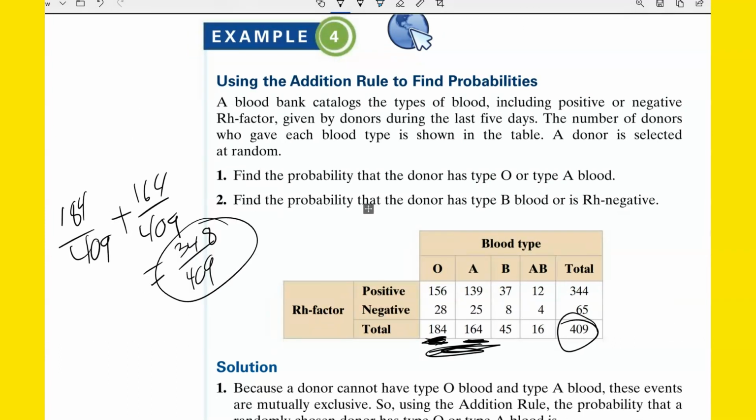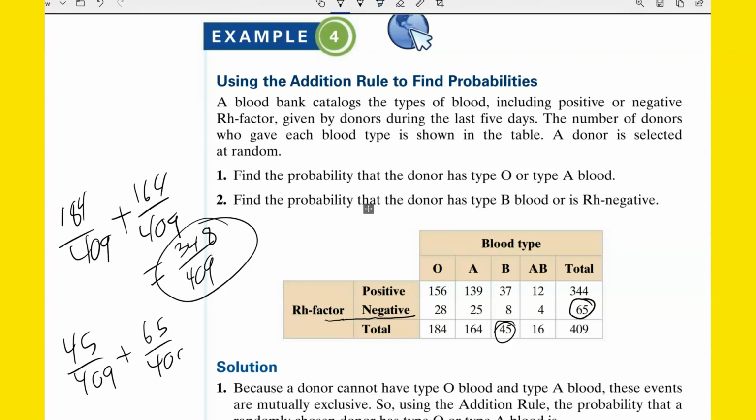All right, number 2, find the probability that the donor has type B blood or is Rh negative. So here's the Rh factor right here, Rh negative. Probability that the donor has type B or is Rh negative. So type B would be 45. So 45 out of 409. Rh negative is going to be here, the total of that, right? Adding up all the negatives would be 65. So plus 65 out of 409.